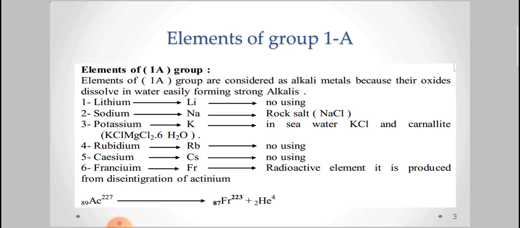the symbol of it is KCl, MgCl2.6H2O. Rubidium Rb, cesium Cs, francium Fr. It's a radioactive element. It's produced from decaying of actinium and emits an alpha particle.